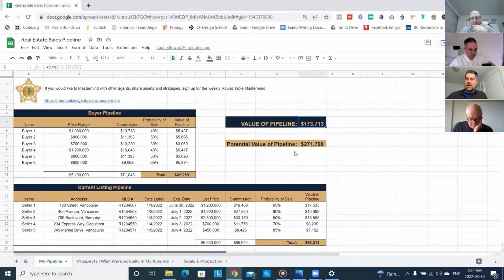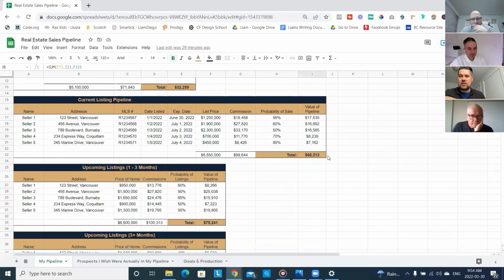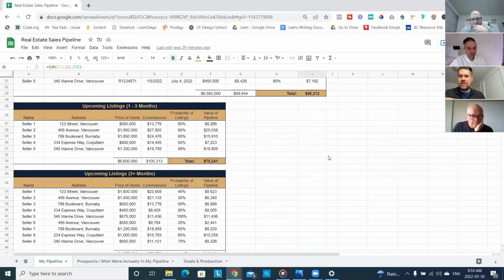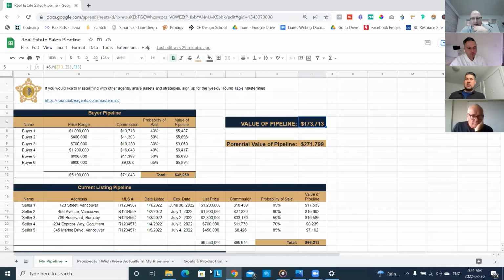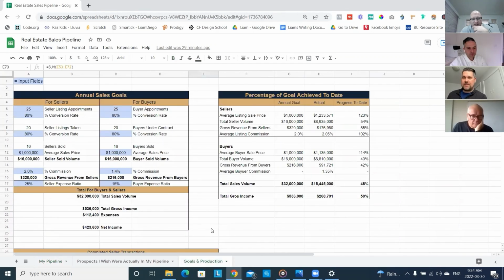Was it on this sheet? Yeah, right here. Where you have your GCI, your expenses, your net income. You're talking about, every brokerage has different splits, of course, right? You were at the same brokerage as me, so I can share you mine, which actually cuts in my splits.